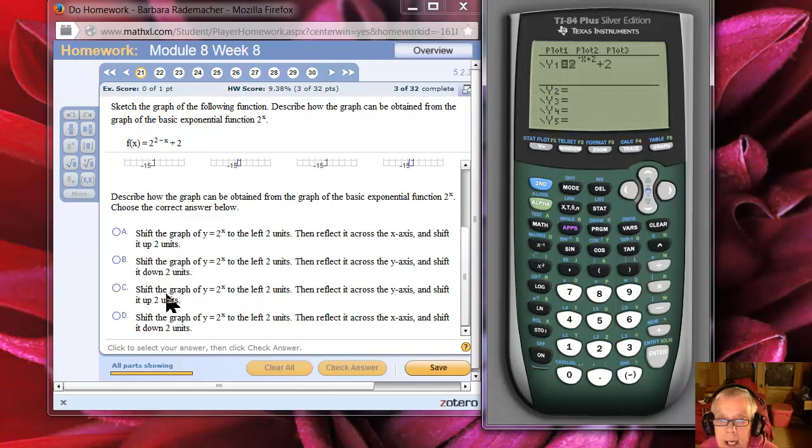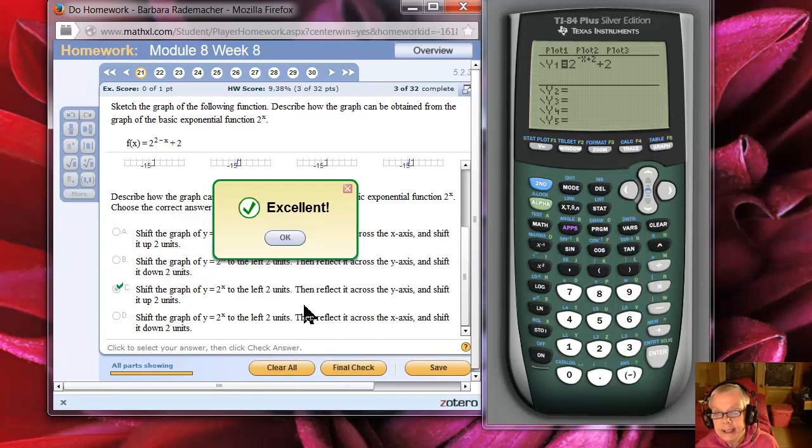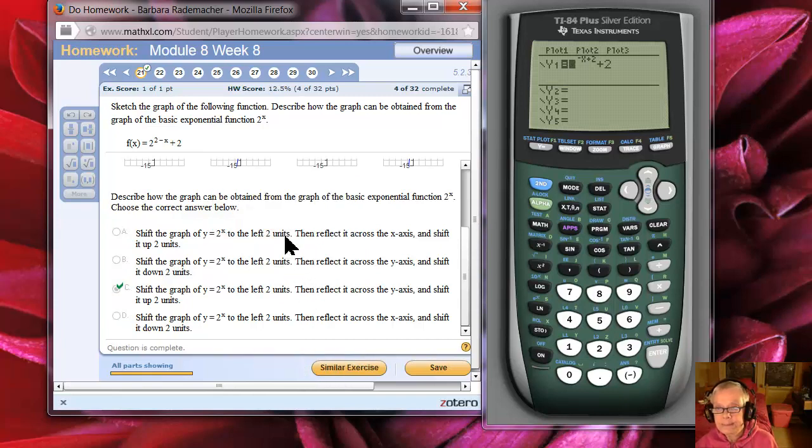Let's see. Shift the graph of y equals 2 to the x to the left 2 units, then reflect it across the y-axis, and then shift it up 2 units. I'm going to go for C. Yes. Okay.